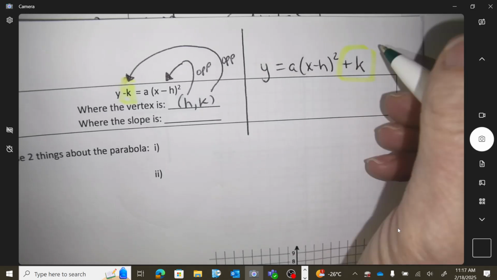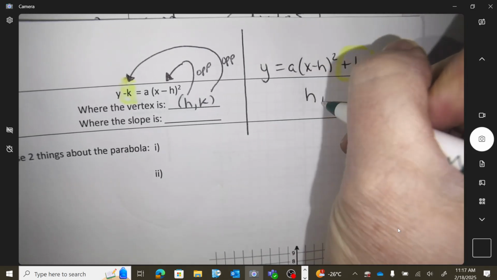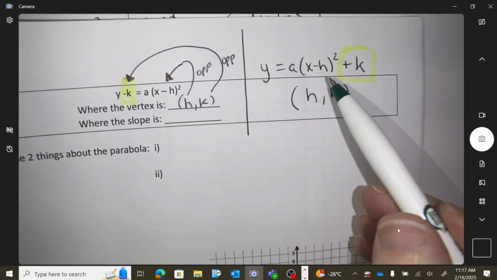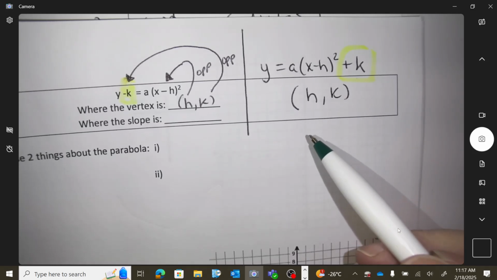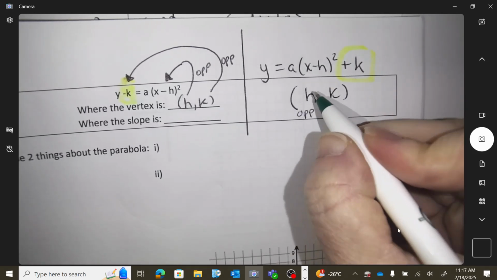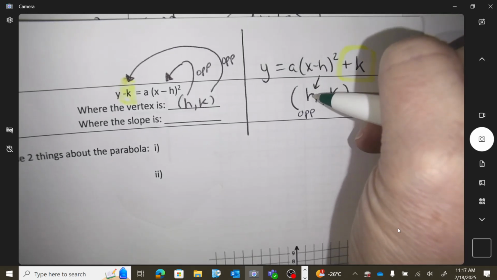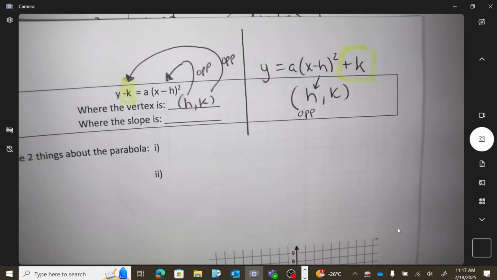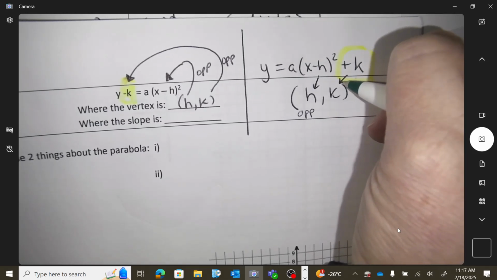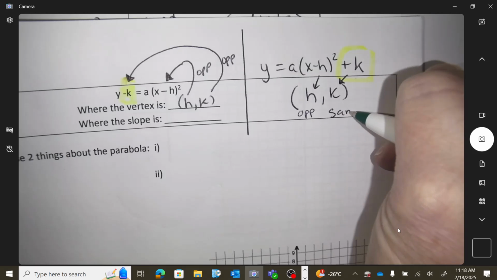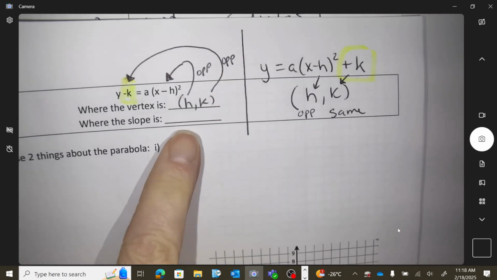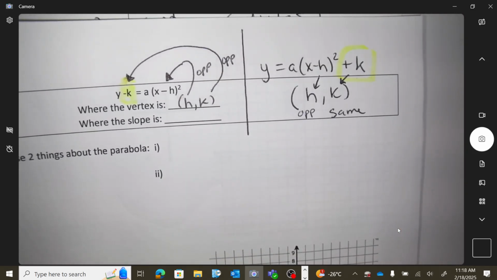So if you were to write the vertex here, h, k, what's different now? This would still be opposite, because when you have a negative h in the formula and you want h, you have to work oppositely. And if this says plus k and I want k, then I would do the same instead of the opposite. Okay? So if a formula says subtract something, you've got to be opposite.